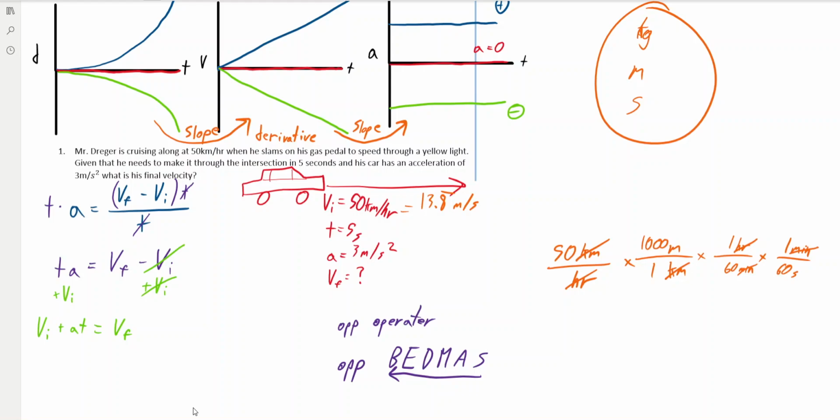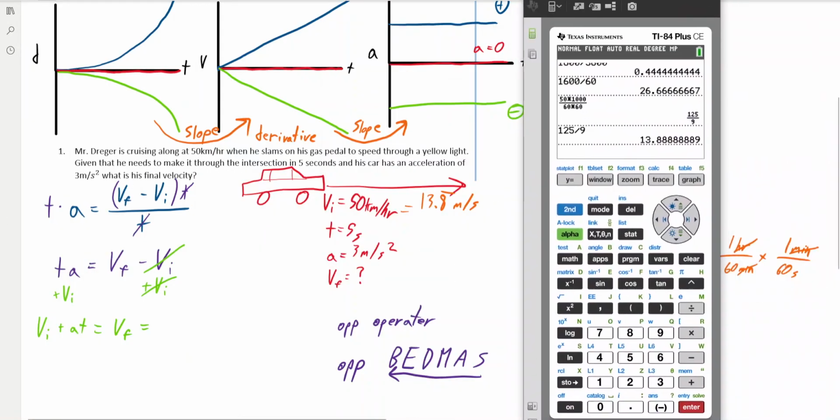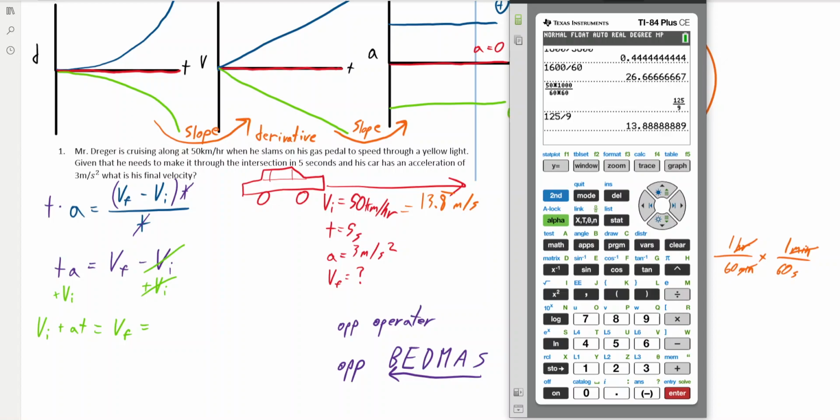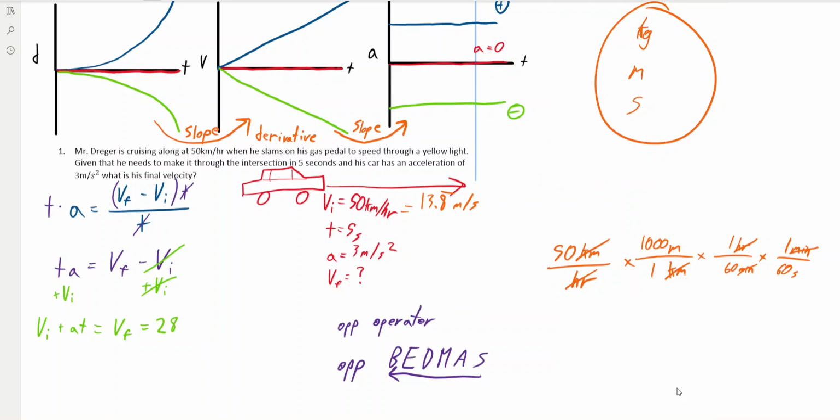All right, so this is wonderful because now we can plug in all of our values and get an answer. So let's go ahead and try to do that right now. So VI, which is the 13.88, plus acceleration, which is 3. Oh, and I really should have added better sig digs. Sorry about that. I was getting lazy. Times 5, which is t seconds. And so that gives us 28.88, so I'm going to say 28.8 repeating. And this is meters per second.